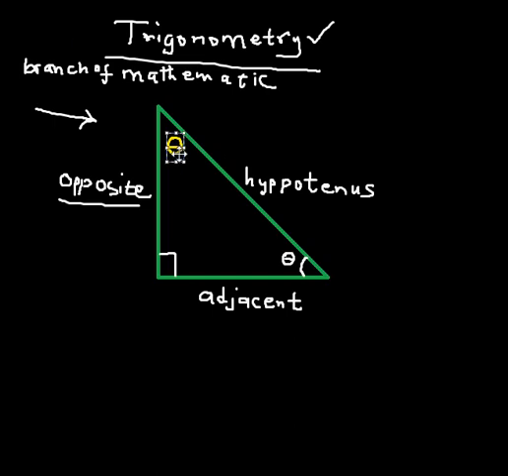All right, so the side that is opposite to the reference angle is the opposite. And the side that is adjacent to it is called the adjacent. And the side that is directly opposite to the angle 90, this is the angle 90, is called the hypotenuse. All right, so now let's start with the relationship.